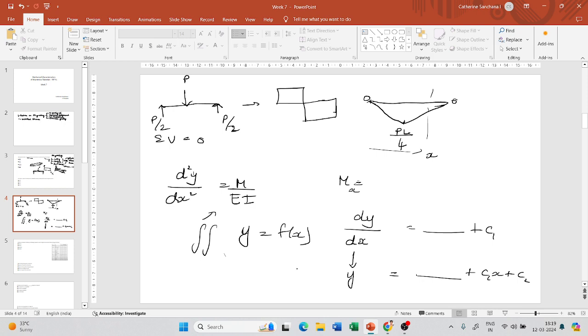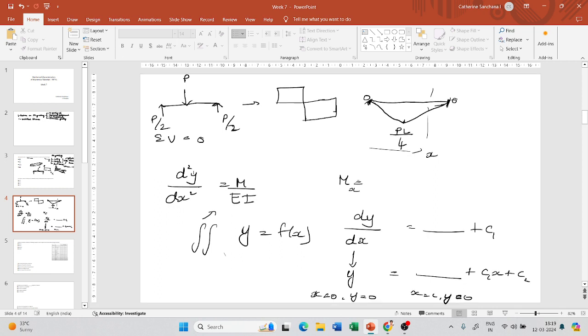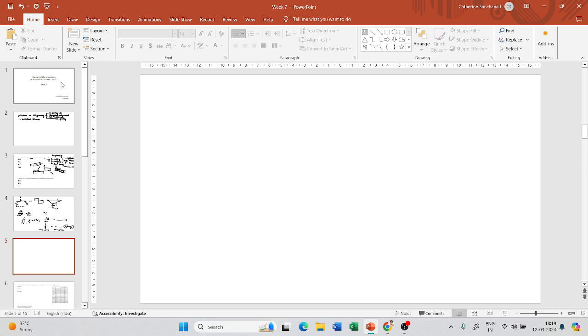And what are the boundary conditions for this deflection? At x equals 0, which is this point, the deflection is 0, right? And at x equals L, which is the length of the beam, again the deflection is 0. So x equals 0, y equals 0, and x equals L, y equals 0. By substituting these two conditions, you can get the constants C1 and C2. When you substitute for C1 and C2, you will get y as a function of x.